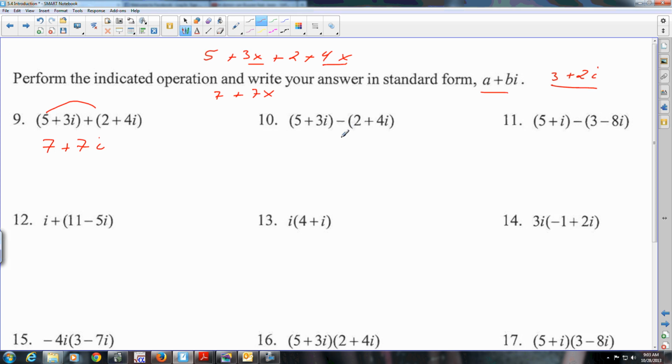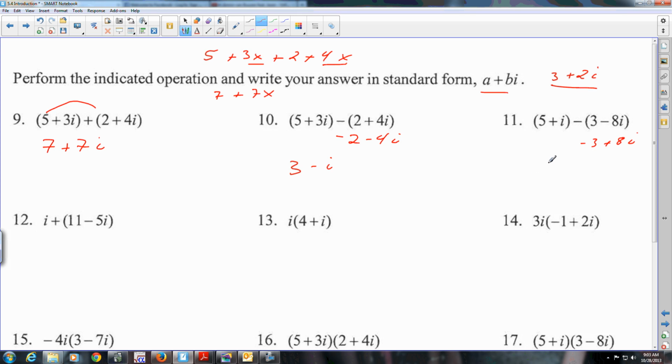You're subtracting, so minus 2 minus 4i. I've just distributed the subtraction through the parenthesis. 5 minus 2 is 3. 3i minus 4i is minus 1i, so minus i. So there'd be minus 3 plus 8i.